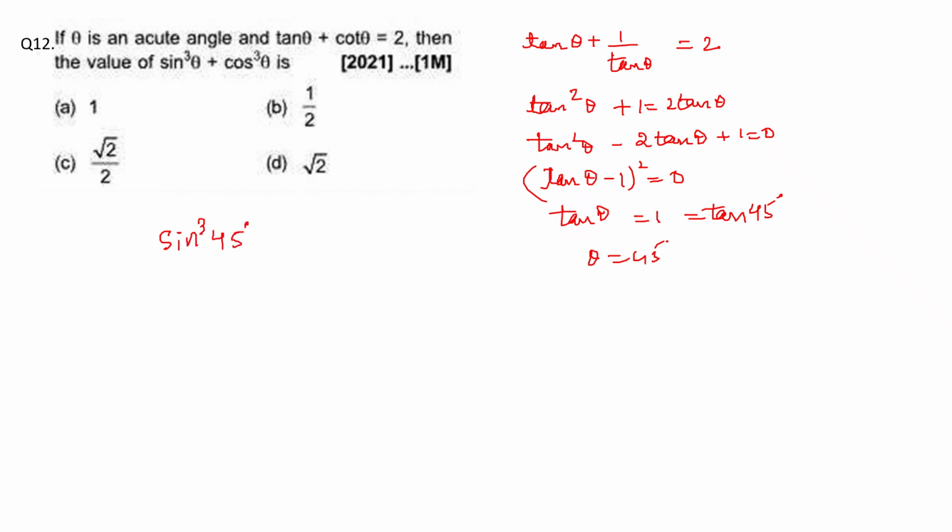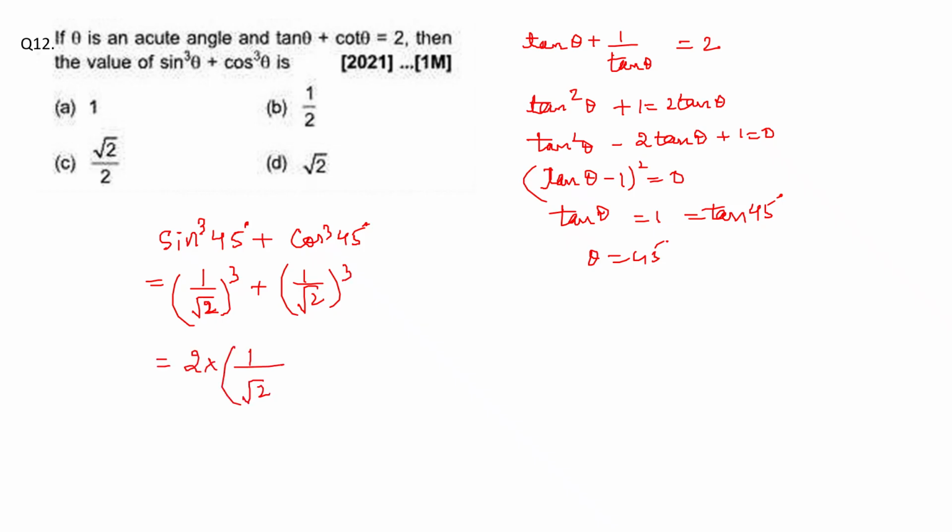So sine cube theta is sine cube 45 degree plus cos cube theta is cos cube 45 degree. So sine 45 is 1 by root 2. So 1 by root 2 whole cube plus 1 by root 2 whole cube. In short, I can write as 2 times of 1 by root 2 whole cube. And 1 by root 2 whole cube will give me 1 by 2 root 2. So 2 and 2 cancel. So answer is 1 by root 2. But 1 by root 2 is not given in any of the options. Let's rationalize it. Multiply root 2 in both numerator and denominator. So answer will be root 2 by 2, option C.